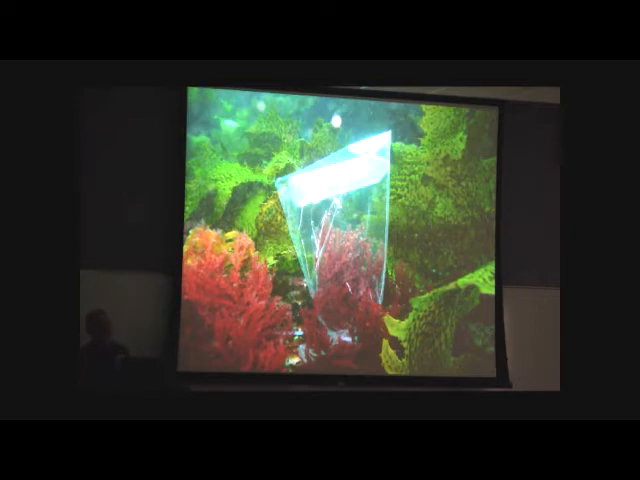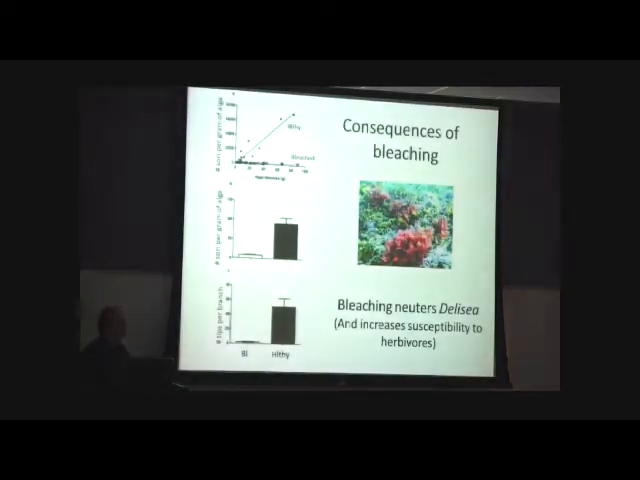So this bleaching phenomenon has little or no effect on survival of individual thalli. But in fact, what it does is essentially neuter Delisea.